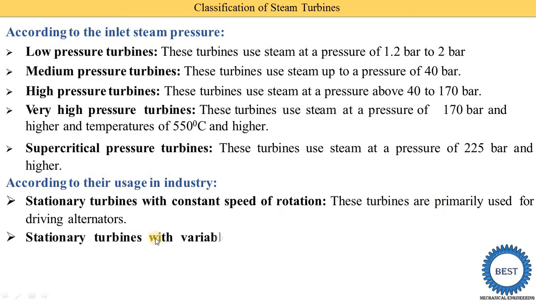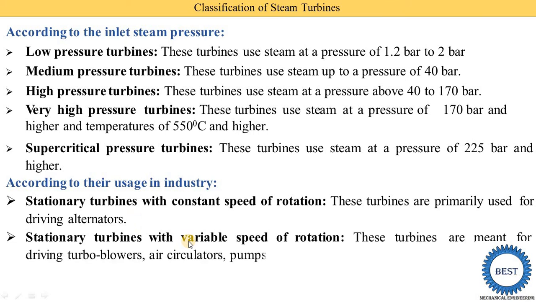Second type, stationary turbine with variable speed of rotation, means we are able to rotate the turbine at various speeds. Suppose sometimes we run the turbine at 3000 rpm, sometimes at 3600 rpm. So it is called variable speed. These turbines are meant for driving turbo blowers, air circulators and pumps.